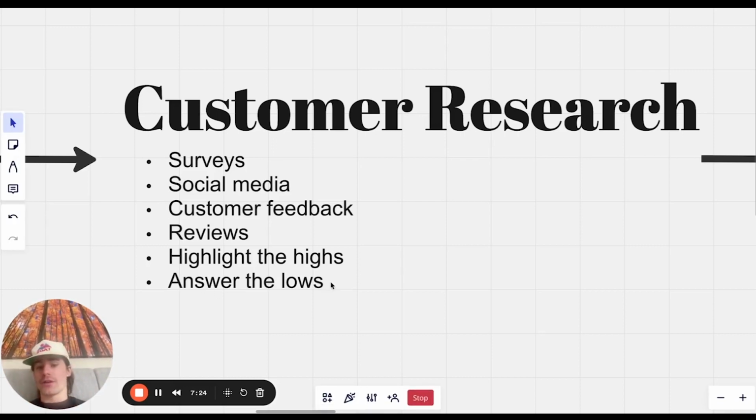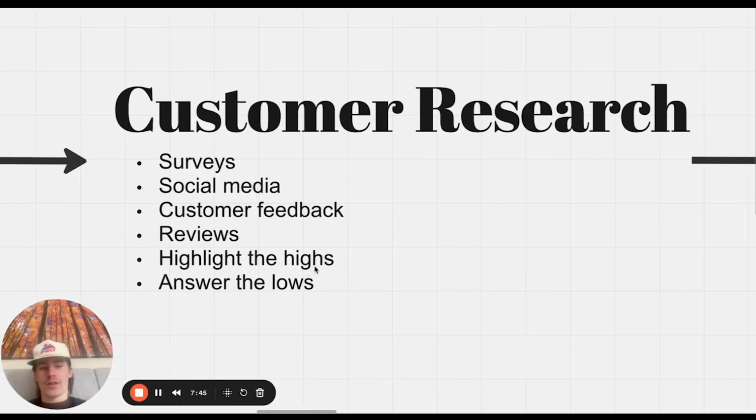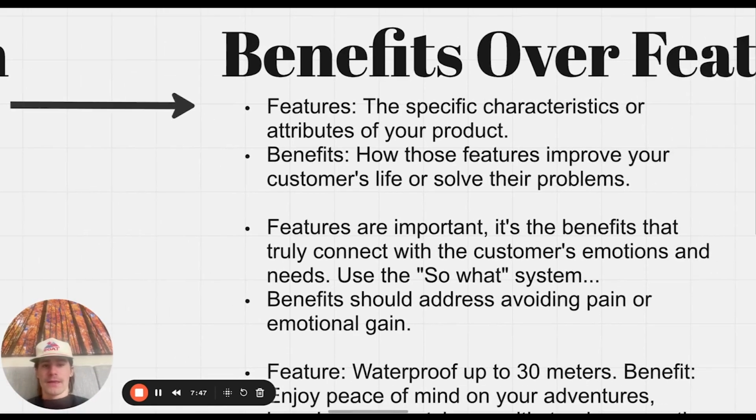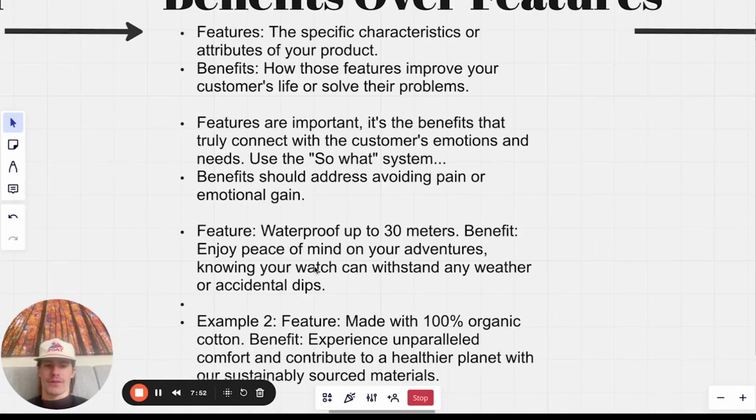And then answer the lows, right? Figure out what questions your customers still have. In that survey, you can ask them, what was one question you had before you purchased, right? Or what was one objection, or what was one thing that almost stopped you from purchasing? These are all extremely powerful and kind of highlight the highs, answer the lows, right? So now that you have all of this research, let's talk about how to actually write this description a little bit through some benefits over features.